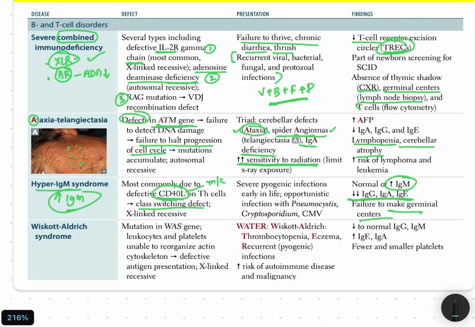Now what you have to remember from here is that these patients have a severe risk for pyogenic infections in early life, and they have opportunistic infections with Pneumocystis, Cryptosporidium and CMV. Why is that happening? Because the IgM is increased, and this can lead to autoimmune thrombocytopenia, autoimmune hemolytic anemia, autoimmune neutropenia, etc. But because the other classes of antibodies are absent, they have an increased risk of sinopulmonary infections. So the patients will be at risk for getting opportunistic infections. That is what hyper IgM syndrome is.